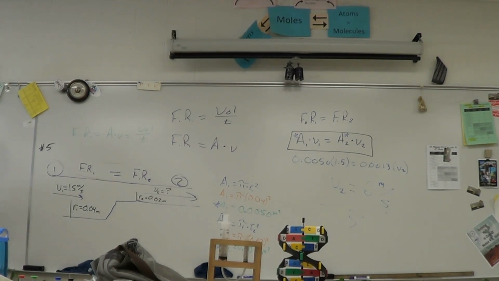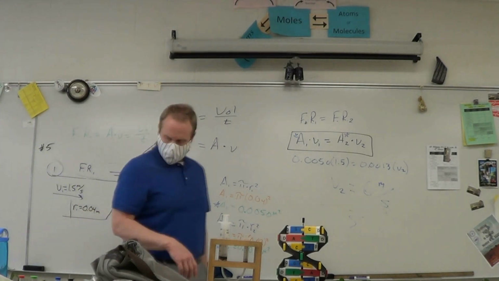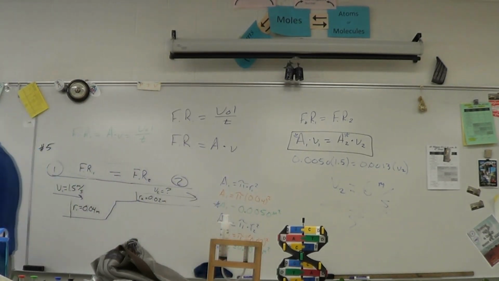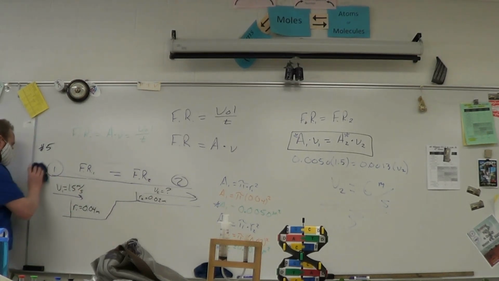Flow rate is equal to flow rate. I'd like you to try problem number 6. It's similar to problem number 5, but it's the opposite. So instead of my pipe getting smaller, my pipe gets larger.